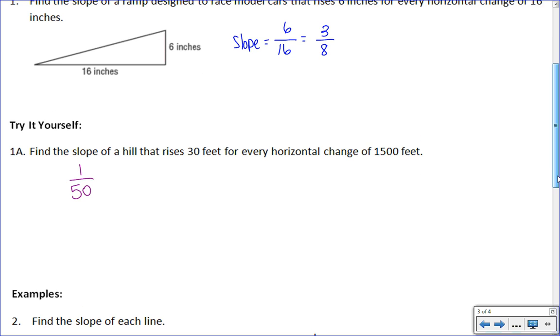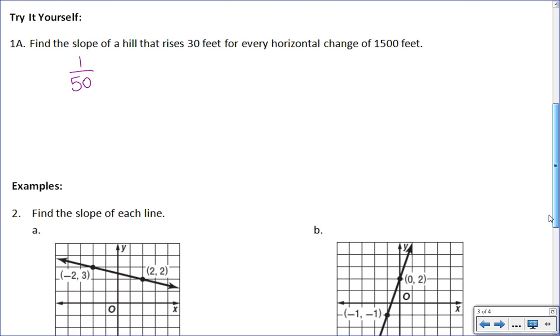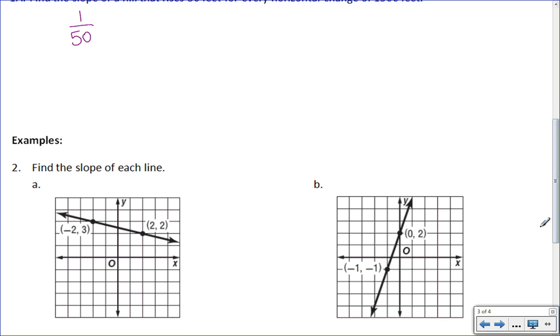Alright, let's look at example 2 and see what this looks like on our graph. Example 2 says to find the slope of each line. And remember again that slope is equal to rise over run. And there are 2 points labeled on the graph for us. So we want to know how much the graph rises and how much the graph runs. But then the question is, which point do you start at? You can start at either point. You should get the same answer.